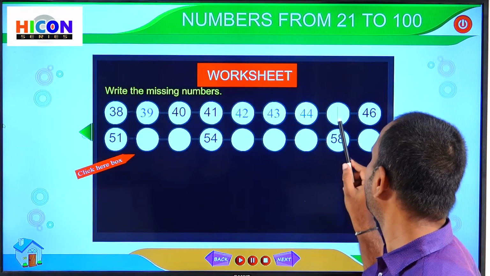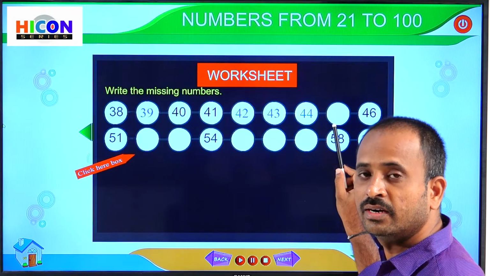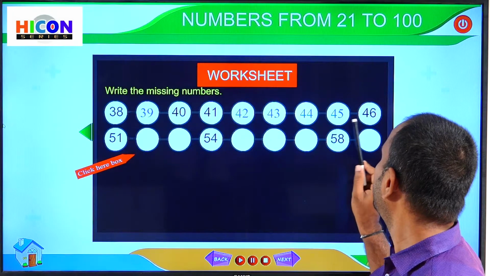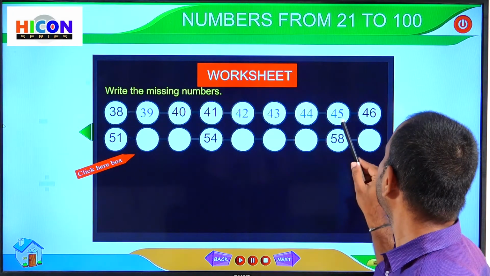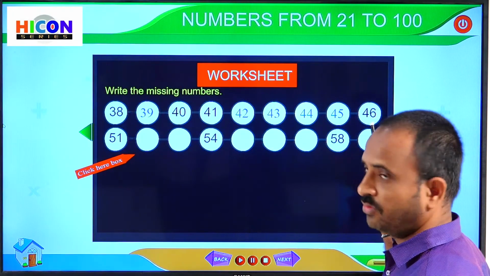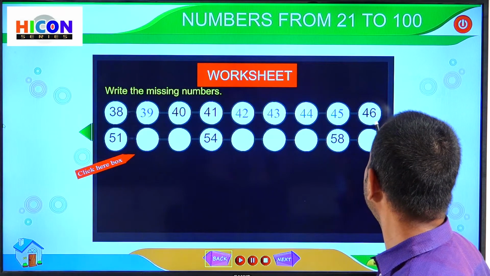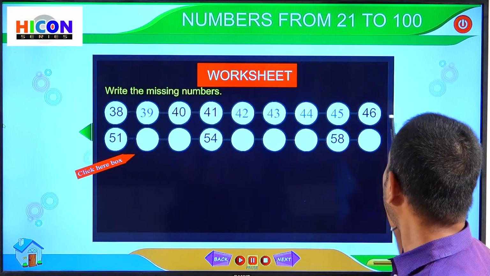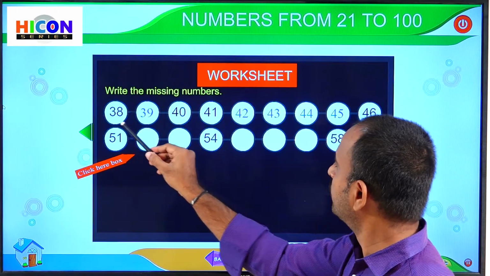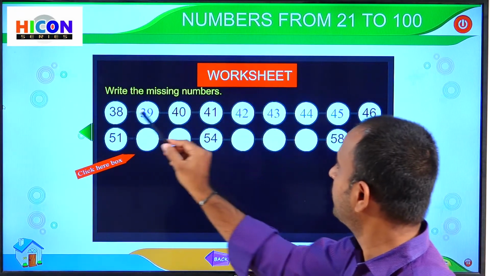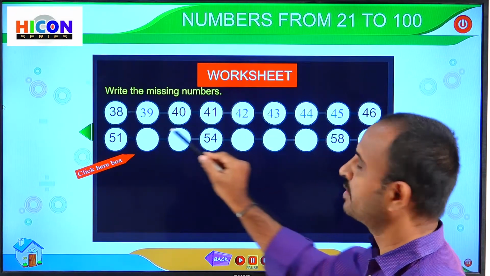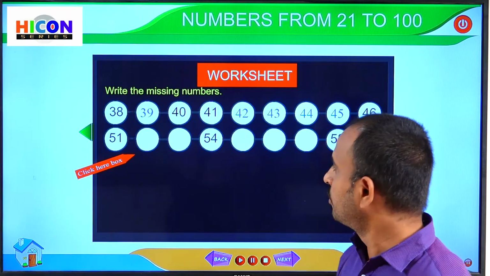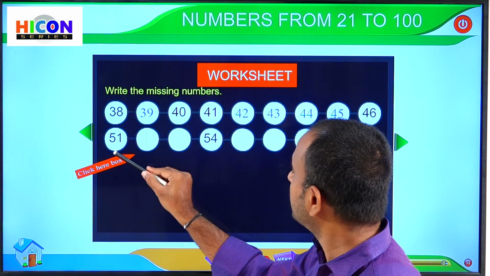And after 44, what will we get? 45. Very good. Write 45 after 44. So after 45, we will get 46. And after 46, children, what number will you get? 46. So children, this row is completed. The numbers from 38 to 46 are there, and we have filled the missing numbers here. Now let us start the second row.